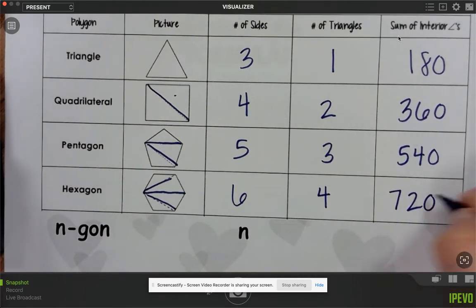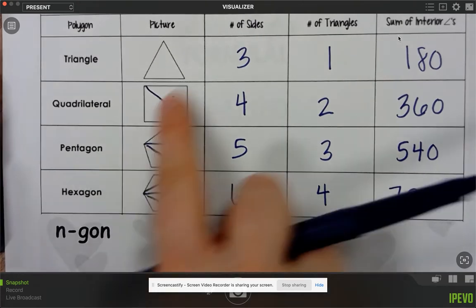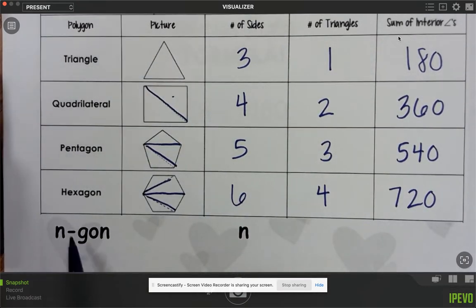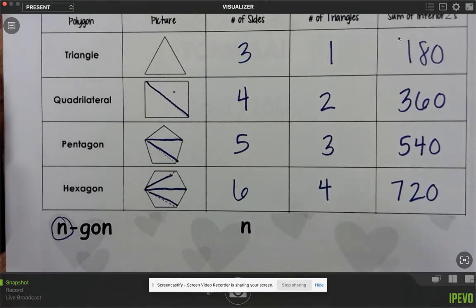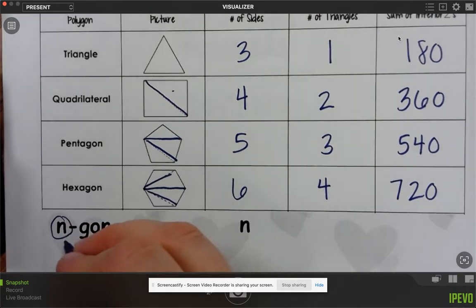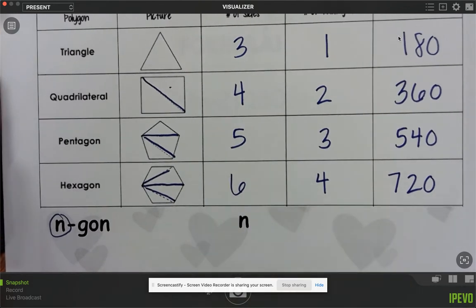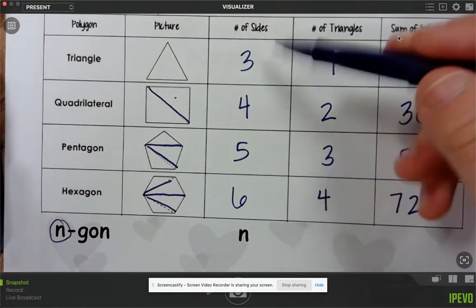So you see in math, everything's just a pattern. And our job is to figure out what our pattern is to make our life easier. Otherwise, we have to do this long process every single time. So let's say we have some random number of sides. We're going to call it an n-gon. It doesn't matter if there's 10 sides, 8 sides, 30 sides, whatever it is, n-gon. We don't need to draw a picture for that, but we know there's n number of sides. What's the relationship between the number of sides and the number of triangles?